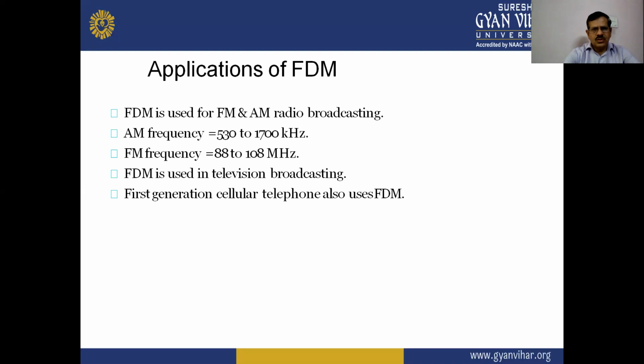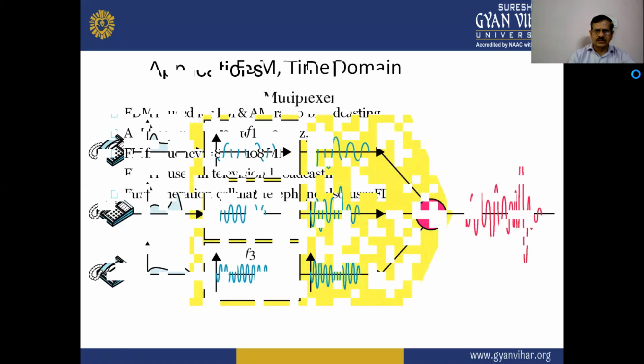FDM is also used in television broadcasting systems. And next application, first generation cellular telephones also used FDM. Nowadays cellular phones also use CDMA, but first generation cellular telephones used the FDM technique.